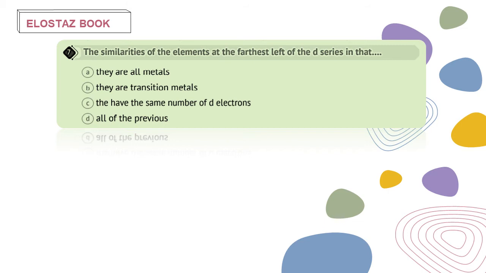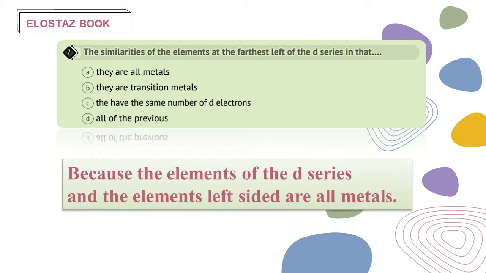If we're discussing the answer here, the similarities of elements at the left of the D series, okay, we said that they are representative metals. So the main property, depending on the elements of the D series and the elements on the left side, is that they are all metals. The main similarity between the transition elements in the middle and the left side is that they are metals. Okay, so the right answer will be letter A. Let's go into question 8.